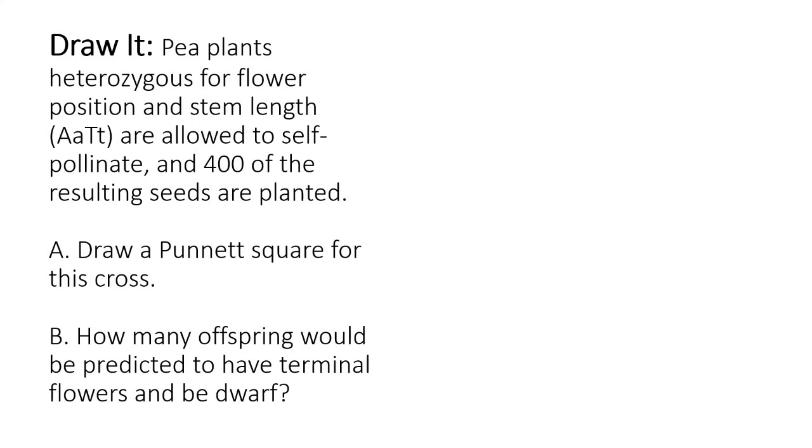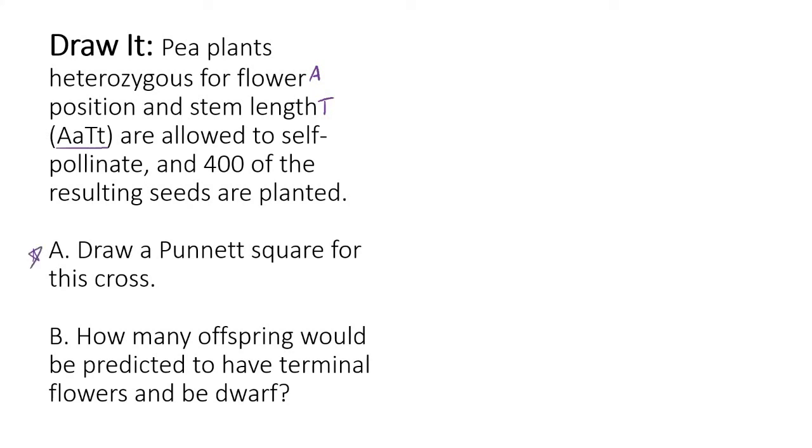Pea plants, heterozygous for flower position and stem length, and here their genotypes are given, so flower position is clearly the A gene, and stem length is the T gene, are allowed to self-pollinate, and 400 of the resulting seeds are planted. Draw a Punnett square for this test cross.